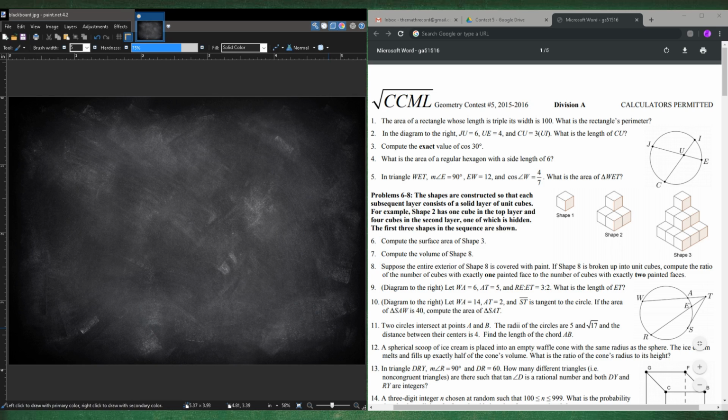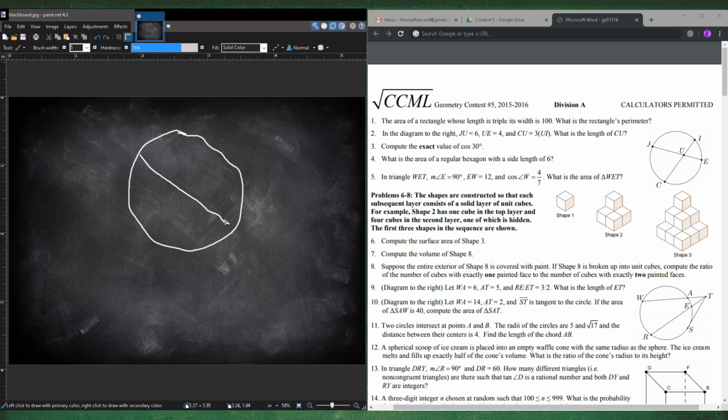Question 2. In the diagram to the right, JU is equal to 6, UE is equal to 4, and CU is equal to 3 UI. What's the length of CU? Okay, so let's draw this out. We have JU is 6, UE is 4, and let's say UI is x. So CU is 3UI, which is just 3x.